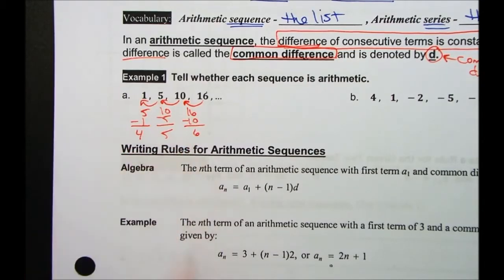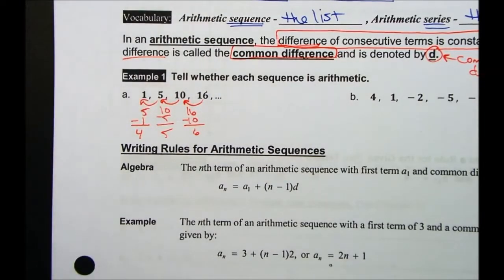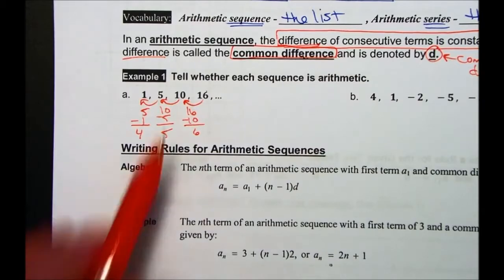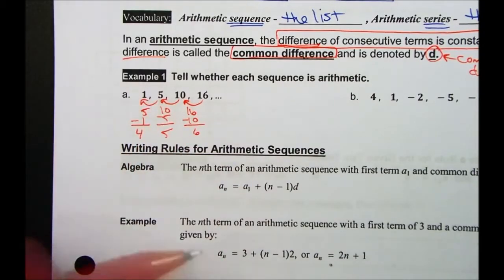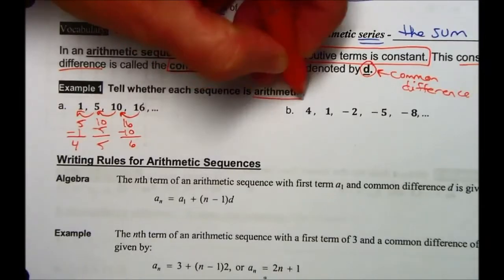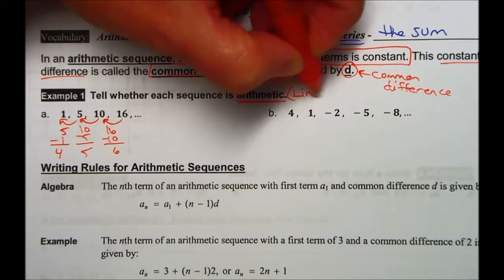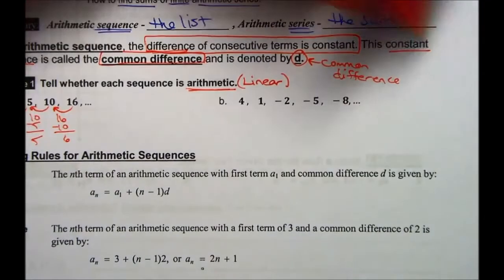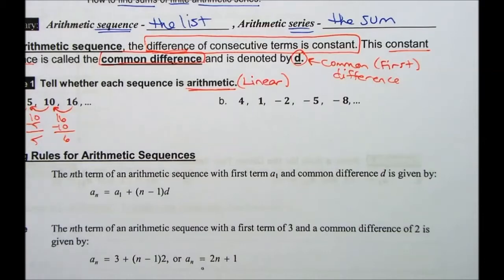If I went to find the second difference, it would show that it was quadratic. So this set of numbers here would represent a quadratic function, not a linear or arithmetic function. An arithmetic function is basically a linear function, and it's going to have a common first difference, just like we've seen in the past.